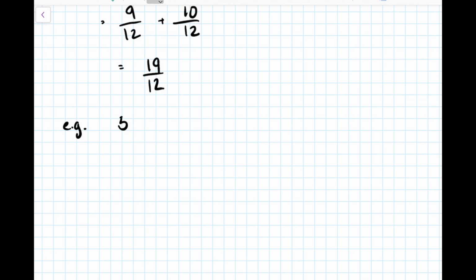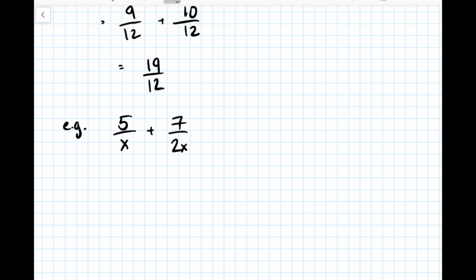So let's say we had 5 over x plus 7 over 2x. So again, the denominators don't match. We need to multiply one or both of them by something to make them match. And so the standard that you can always go to is just to multiply both of the denominators together, right? So multiply the first fraction by 2x, multiply the second fraction by x, and that will work, but it's not always going to be the most efficient option.